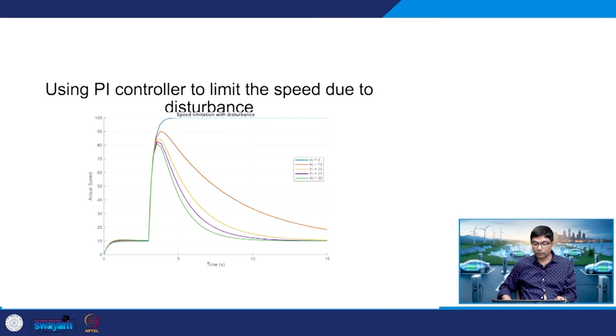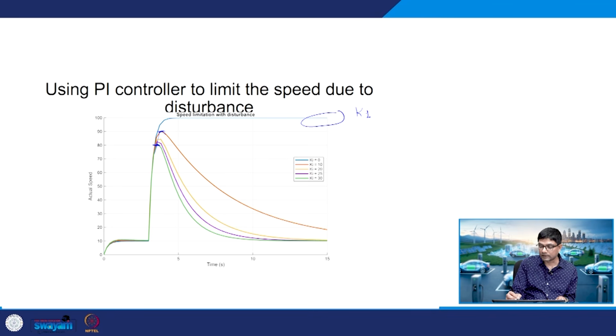Okay, what do I do now with an integral action? So this is with only Kp. Now I increase the values of Ki. So Ki equal to 10, I actually hit a very high speed before I come back, right? And as I keep on increasing the values of Ki, my top speed reduces. It starts from about 91, 92 to go till 80.